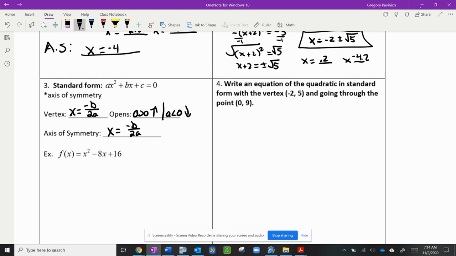And so my vertex is on the axis of symmetry. That gets me the x value. Now, if I want to know what the y value is, once I know the x value, I plug that x value back into the quadratic equation to find the y value, right?